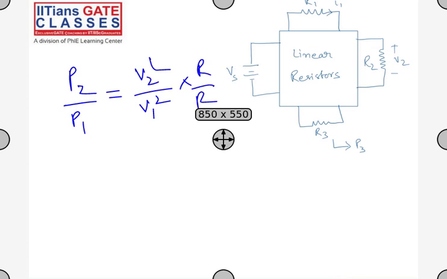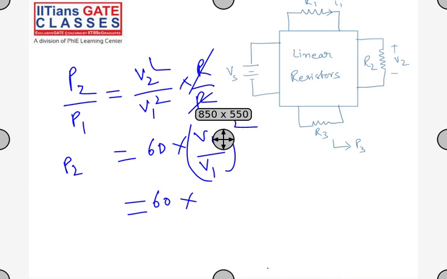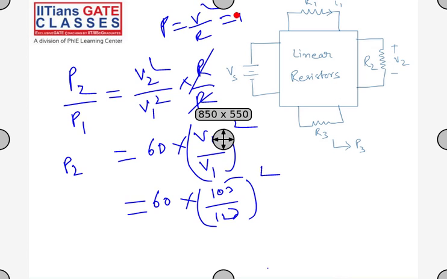This R gets cancelled. So V2 square by V1 square, where V2 will be K times the voltage. P1 already is given as 60, right? 60 into V2 square by V1 square, 60 into 105 by 120 square. Power actually is not linear. It depends on voltage square or current square. Power is nothing but V square by R or I square R. You can use any of them.